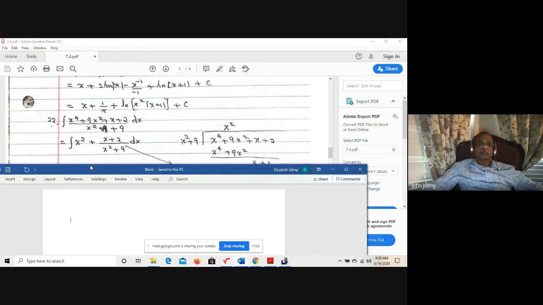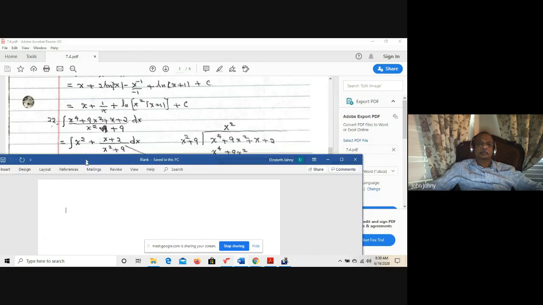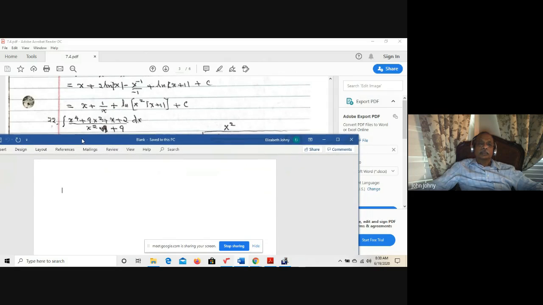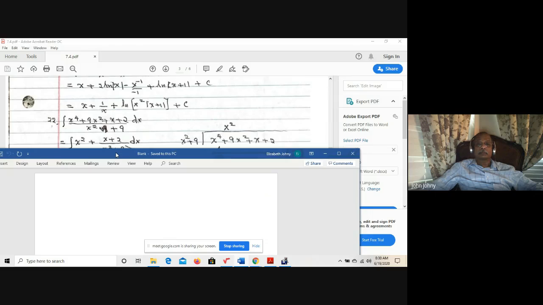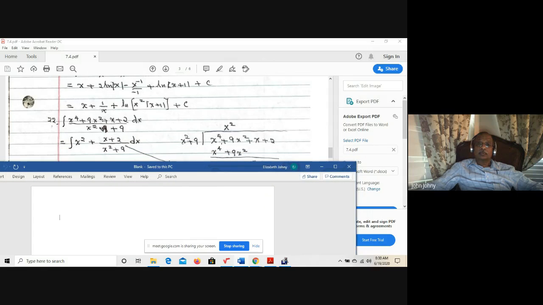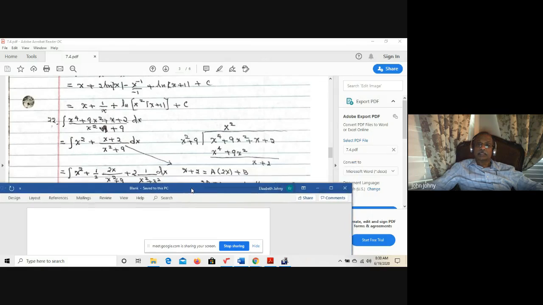Then the next one, number 22. This is x to the 4 plus 9x squared plus x plus 2, all divided by x squared plus 9. So first you do the long division: x to the 4 plus 9x squared plus x plus 2 divided by x squared plus 9. X to the 4 divided by x squared is x squared. X squared times x squared plus 9 is x to the 4 plus 9x squared. Subtract, you get x plus 2 as the remainder.